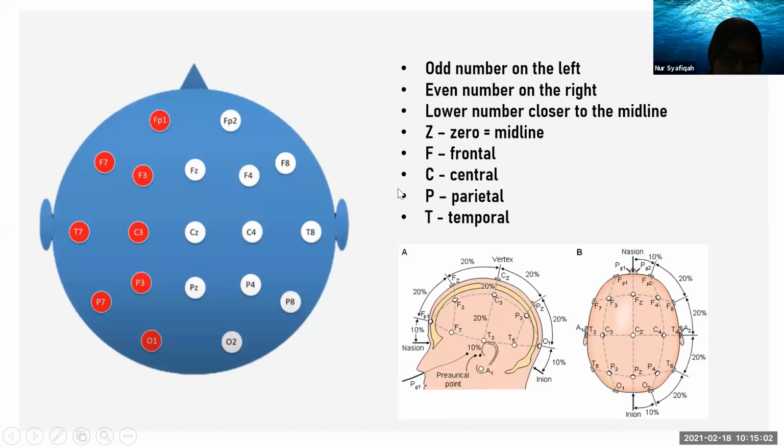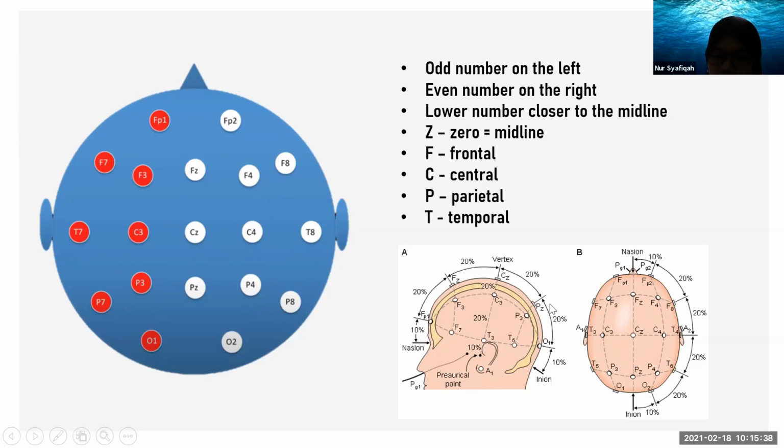So next, basically, the electrodes are represented by letters and numbers. As you can see, the odd numbers are on the left and the even numbers are on the right. Also, a lower number is placed closer to the midline and a bigger number is placed more laterally. As for the letters, Z means 0, which equals midline, F means frontal, C means central, P means parietal, and T means temporal.